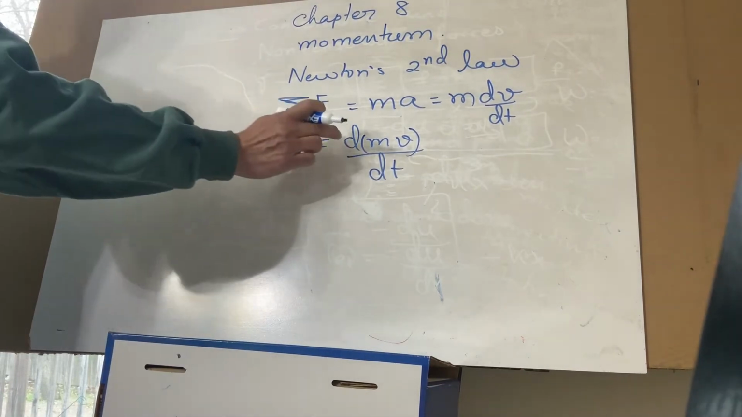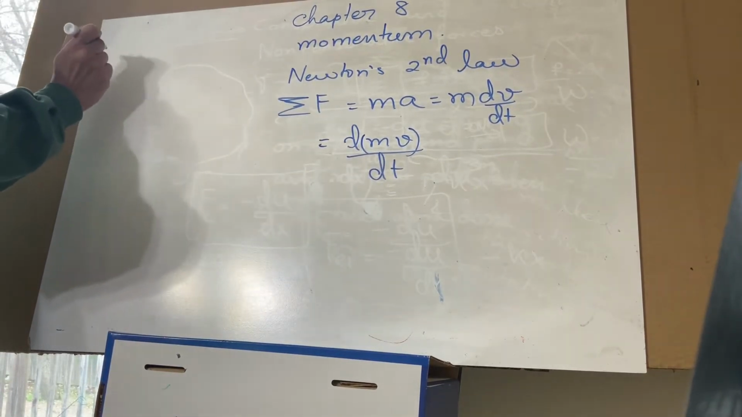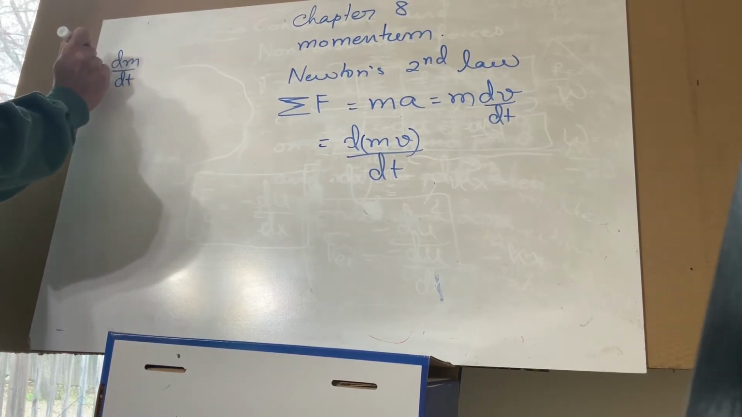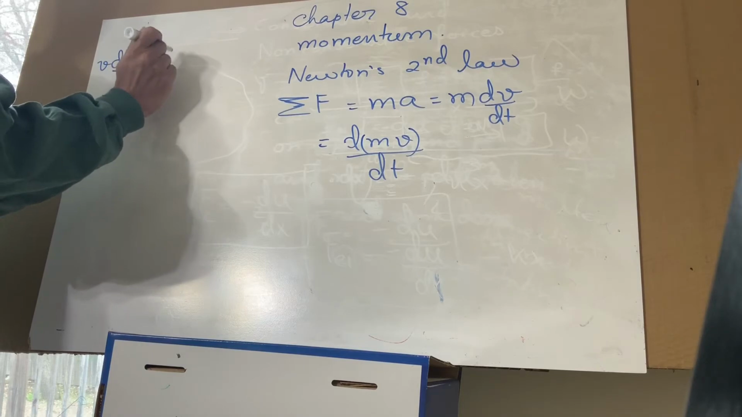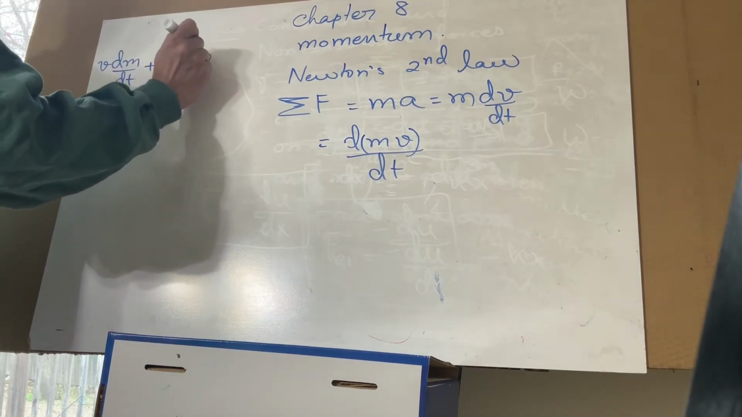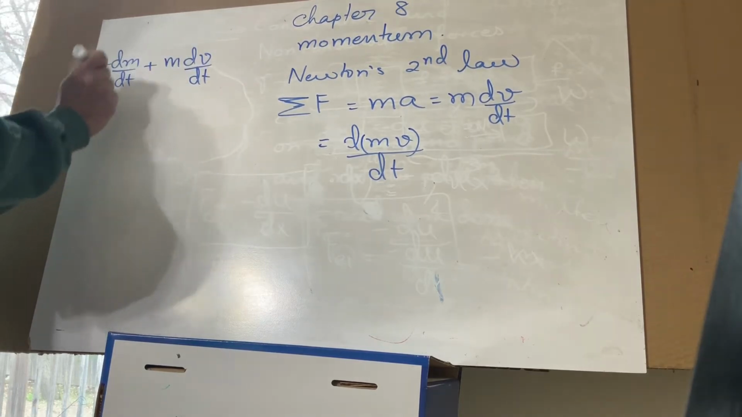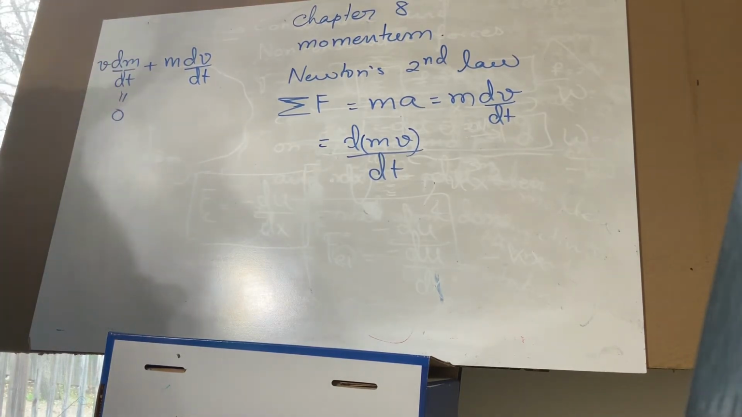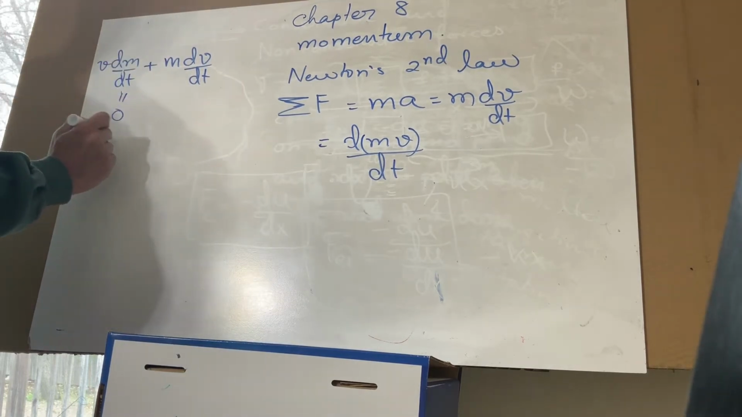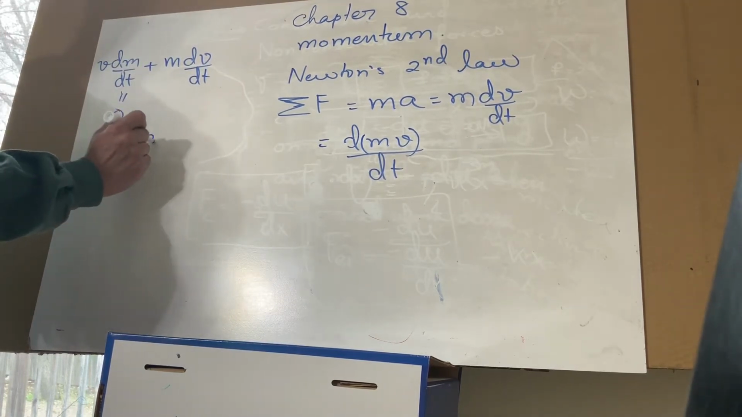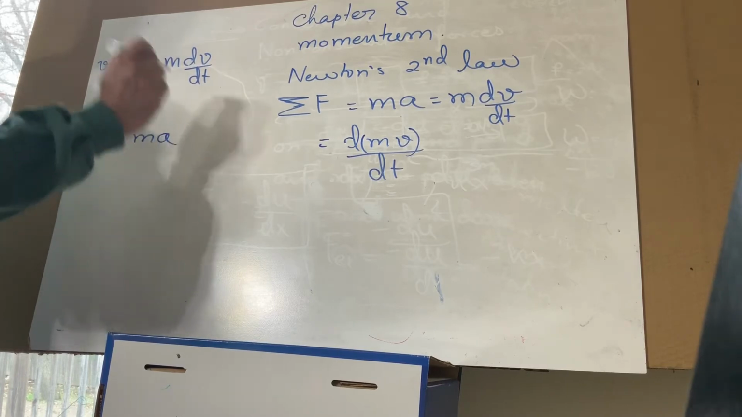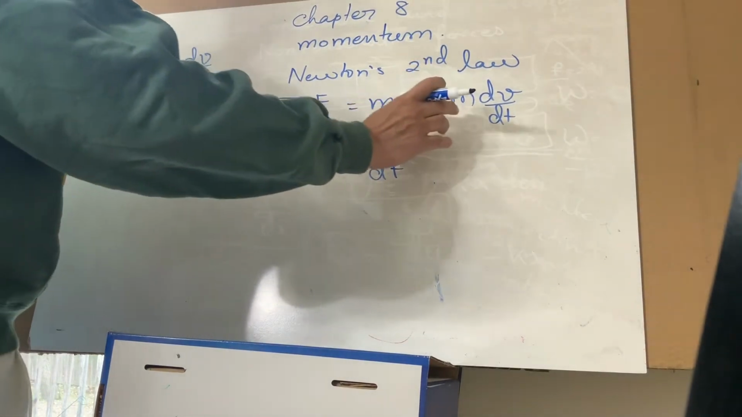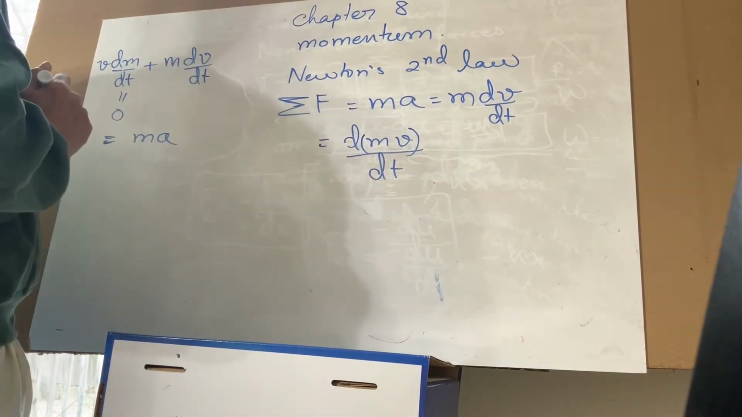Because otherwise, what happens when you take the derivative of that? You get dm by dt times v, plus m times dv by dt, right? But the dm by dt term is zero, you understand? Because the mass doesn't change, so I get the original. This equals mass times dv by dt, which is the acceleration. So you get the original, okay? So I can rewrite this quantity in this manner.